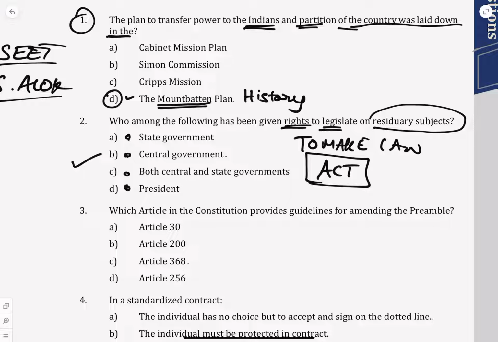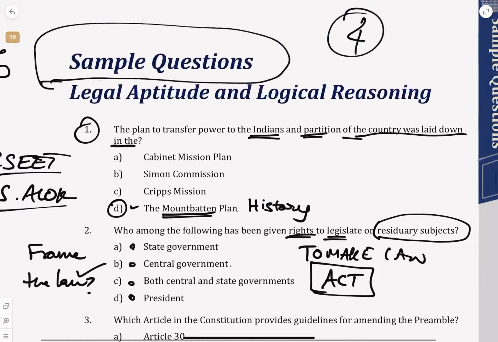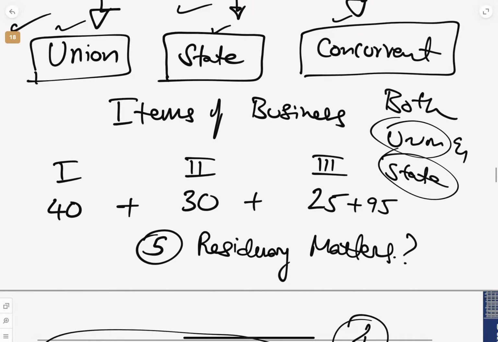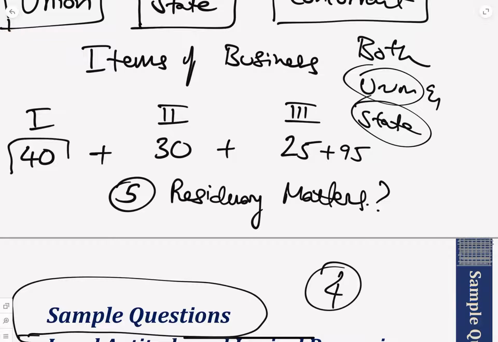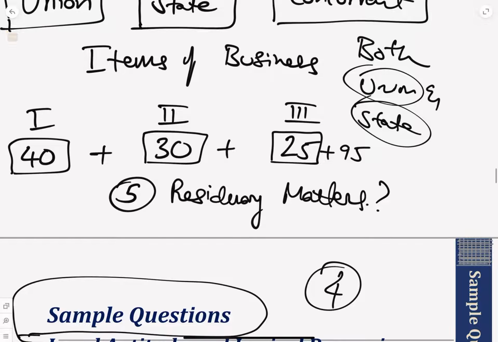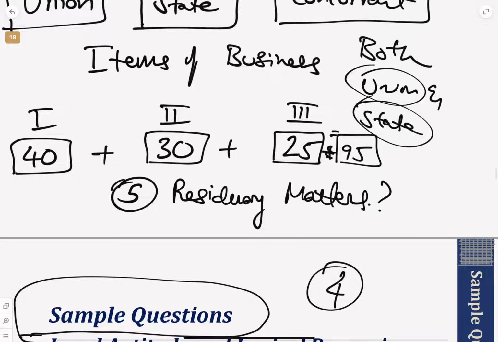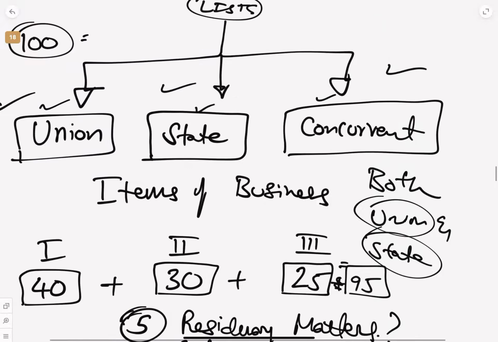Who can legislate? Who can frame the law on residuary subjects? So what are the residuary subjects? For example, if there are 100 items or subjects, 40 are already given in list 1, 30 in list 2, then 25 in list 3. So 95 will be the total. The 5 things left are what we call residuary subjects or residuary matters. So these things, who may frame the law?